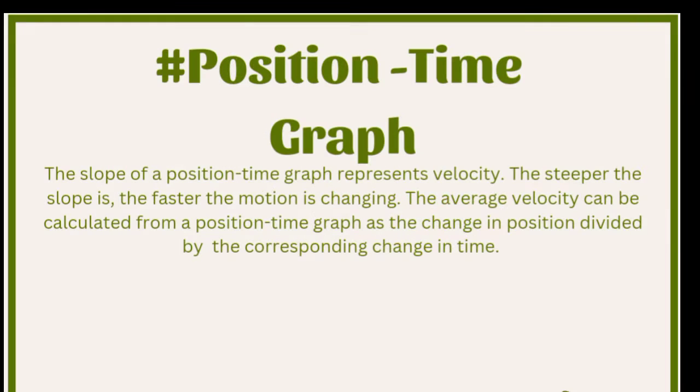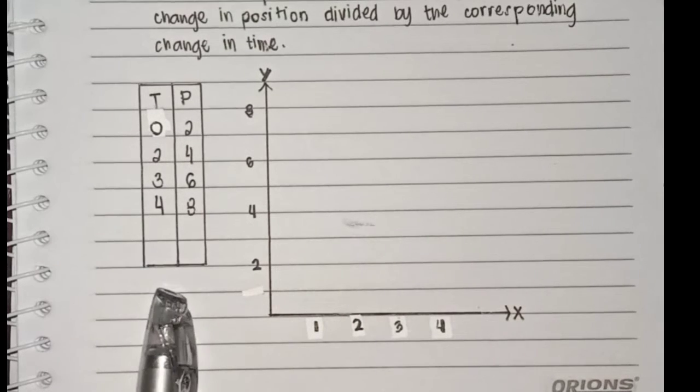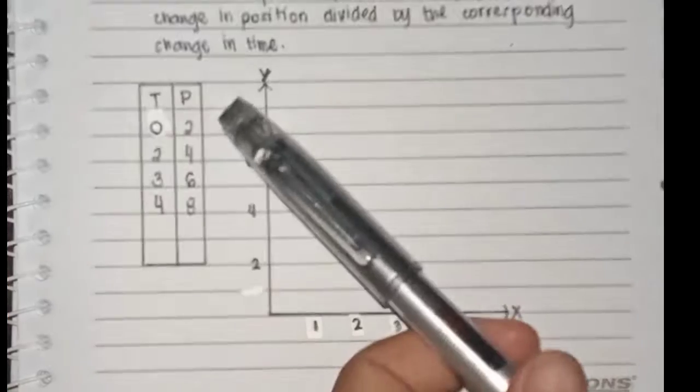Let's begin. The slope of a position time graph represents the velocity. The steeper the slope is, the faster the motion is changing. Average velocity can be calculated in a position time graph as the change in position divided by the corresponding change in time. The example: given the table of values on the left side, T represents time and P represents position.